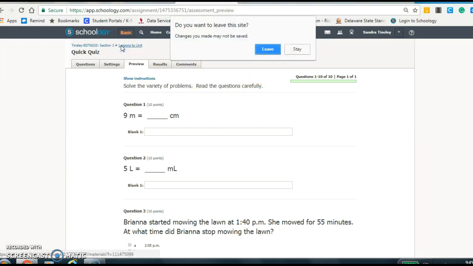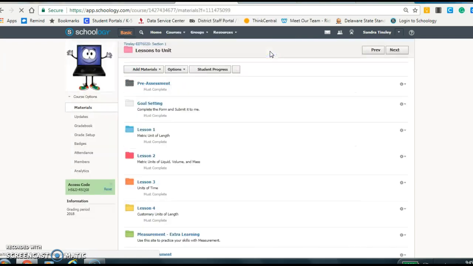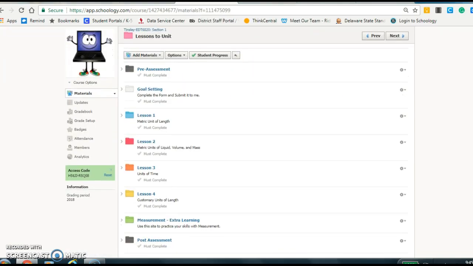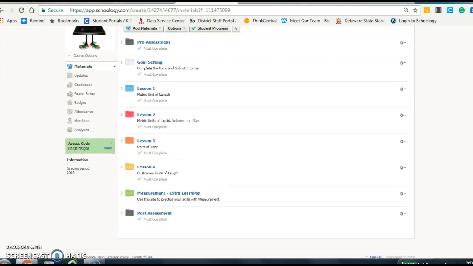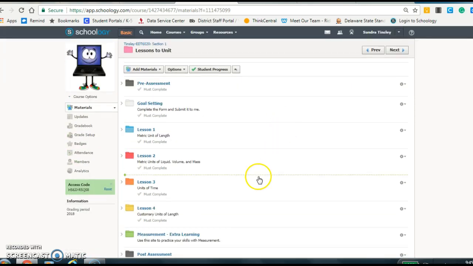All these questions are using different levels of questioning strategies in this lesson, and we'll see how they do. This is my unit in measurement, and hopefully this was helpful.